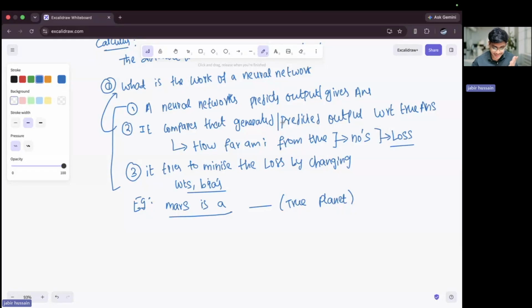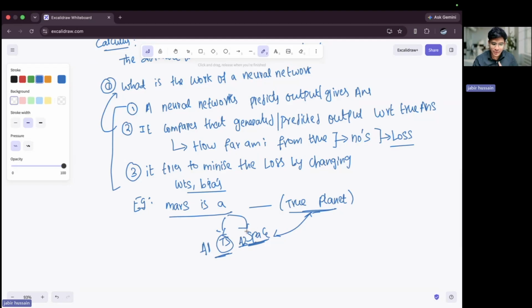Okay, so understand this. If my neural network gives me "Mars is a Taylor Swift", then it is very far away when compared to "Mars is a space", because space is correlated to planet. So you can say that this answer is nearer to planet when compared to Taylor Swift. Taylor Swift is completely random. So the distance of answer 1 is more when compared to answer 2.